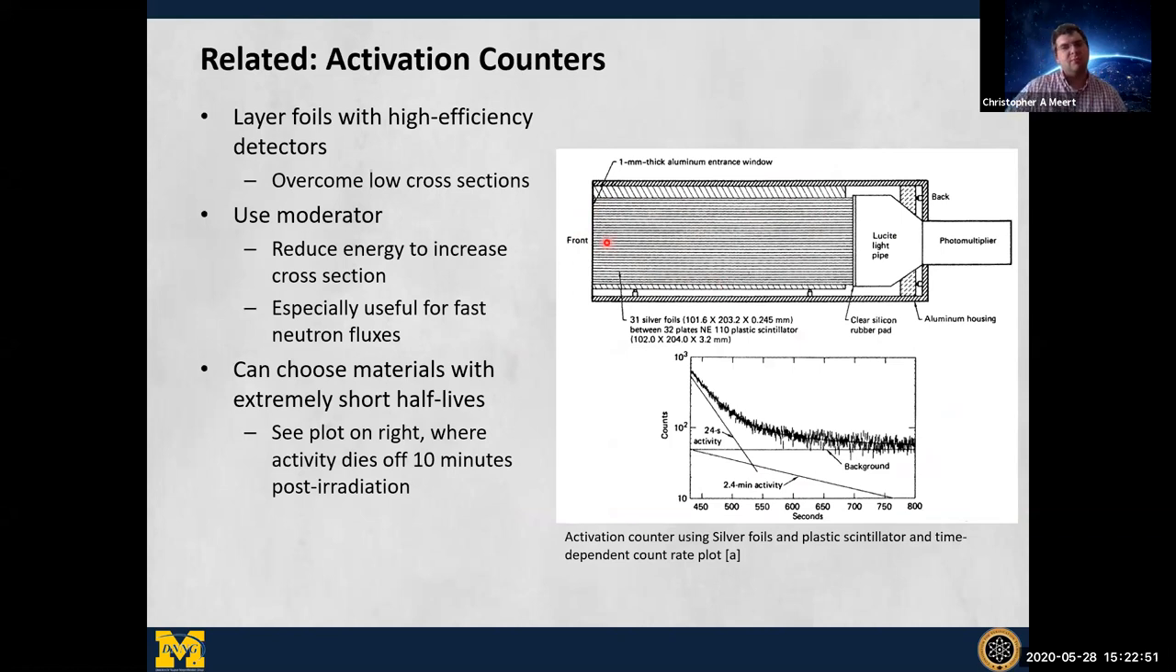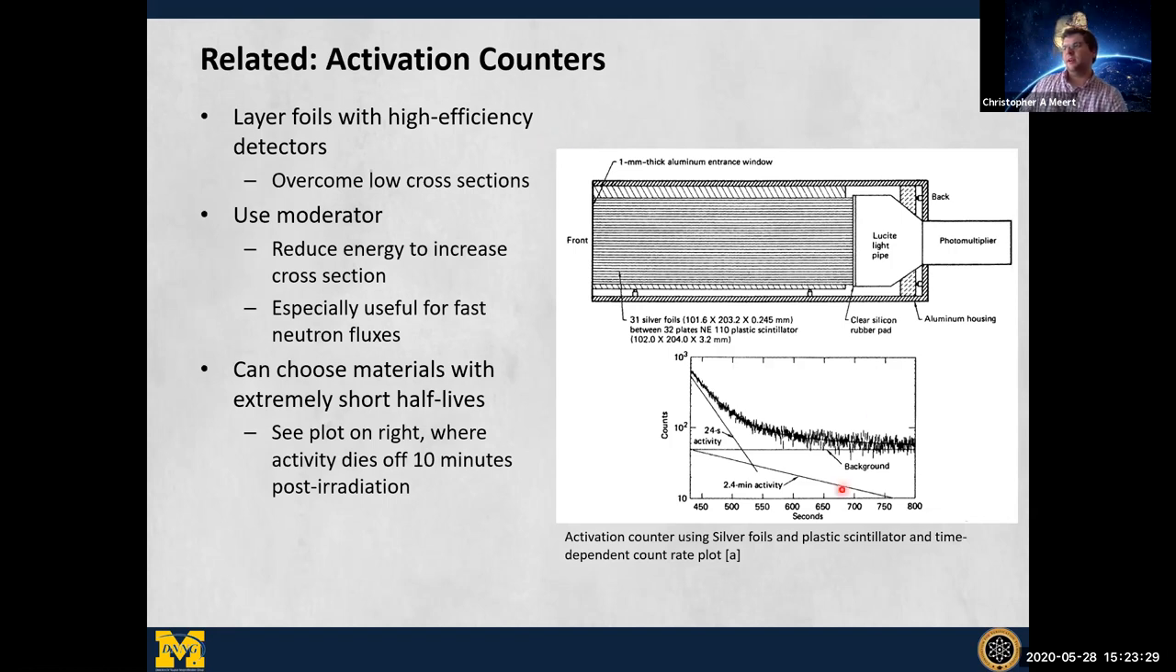And in the same way, you can also put moderator around these detectors. That will lower the energy of the neutrons, get them to energies that will get you to those, say, N gamma cross sections that are much higher at thermal energies. So that can help you get a good activation, especially considering fast neutron fluxes can be hard to get appreciable activation. And again, because they're right next to the detector, you don't have to move them. And because you have basically immediate readout from your detector, you can also choose foils with very short half-lives.